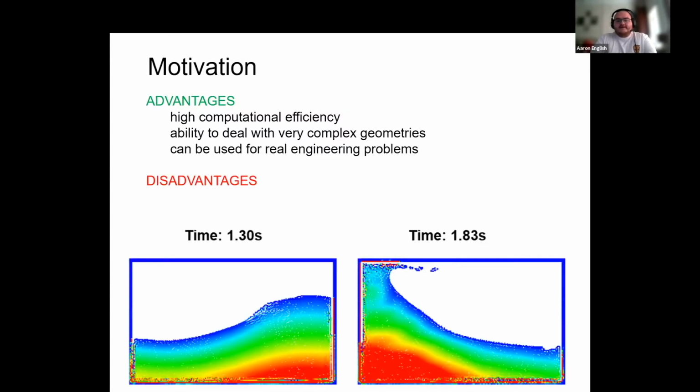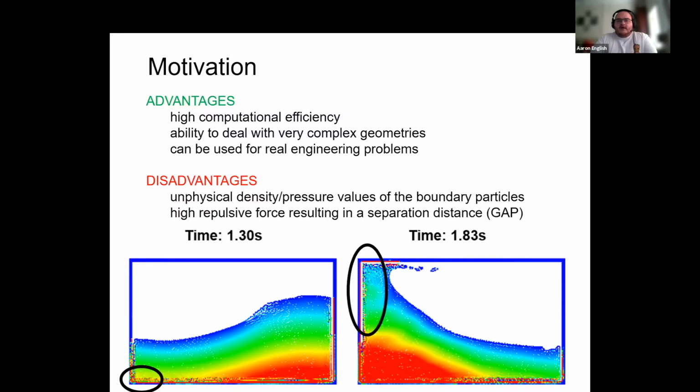However, there are a couple of disadvantages, as anybody who's used DBC will know. First of all, you can get unphysical density and pressure values in the boundary, and they can be quite noisy. And also, for certain resolutions, you can get a gap forming between the boundary and the fluid as the fluid goes to hit it, as you can see in this example.